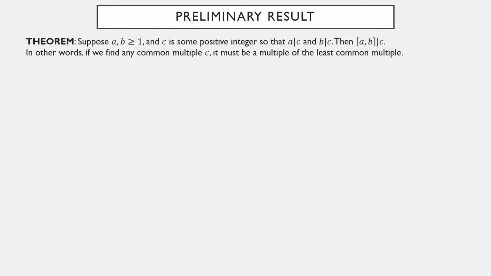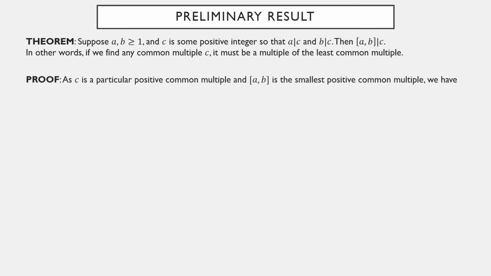This is analogous to a result we had about common factors. Any common factor of two numbers must be a factor of the GCD. This is saying any common multiple of two numbers must be a multiple of the LCM. So c is one particular common multiple, and the LCM is the smallest positive common multiple. So the smallest possible positive common multiple can't be any bigger than one common multiple that we happened to find.